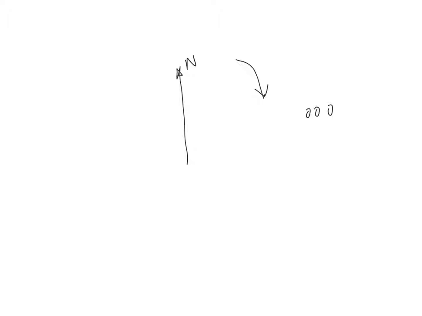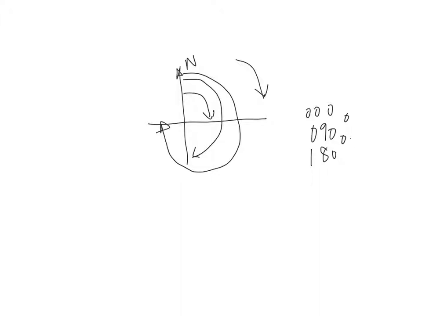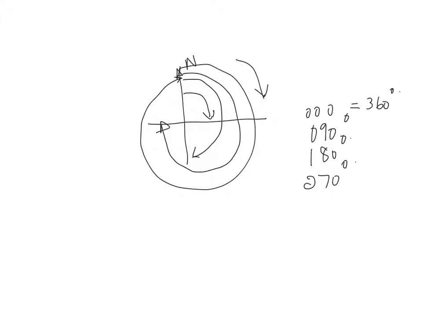So if we are talking about north, north is represented with 0, 0, 0, 3 zeros. East is going to be 090 degrees. South is going to be 180 degrees. West is going to be 270 degrees. So this means that north can also be represented as 360 degrees.